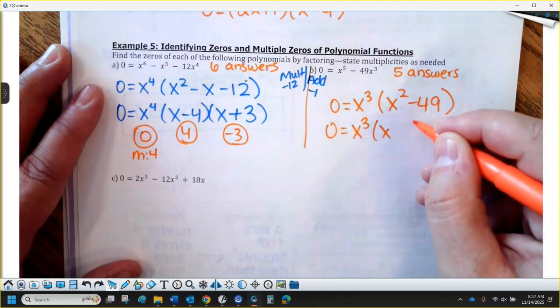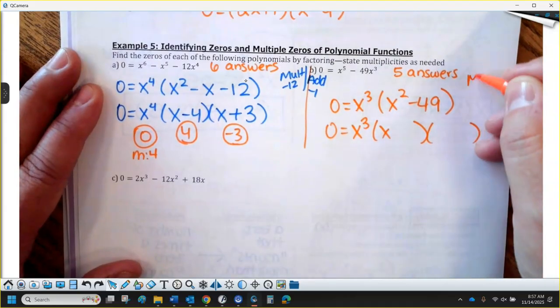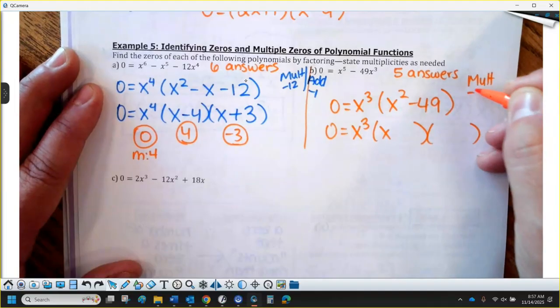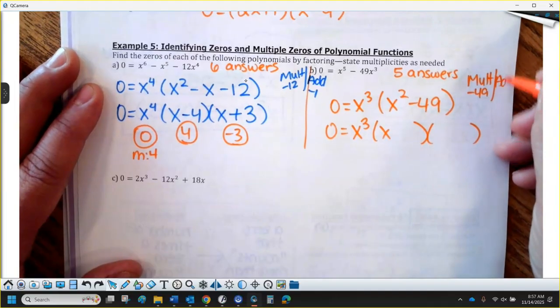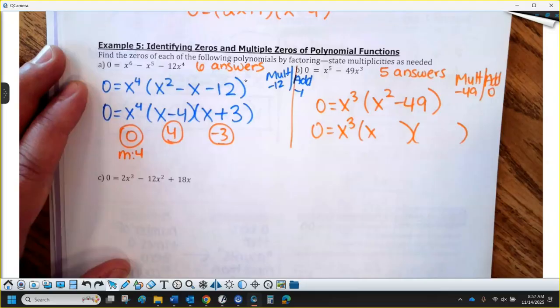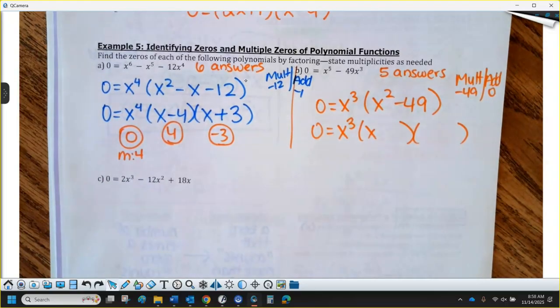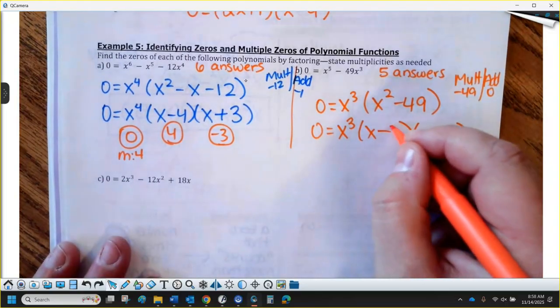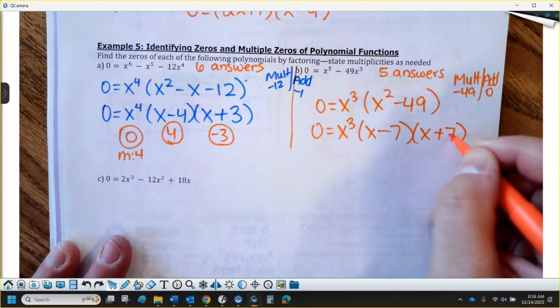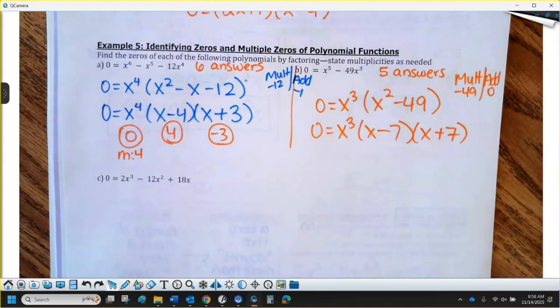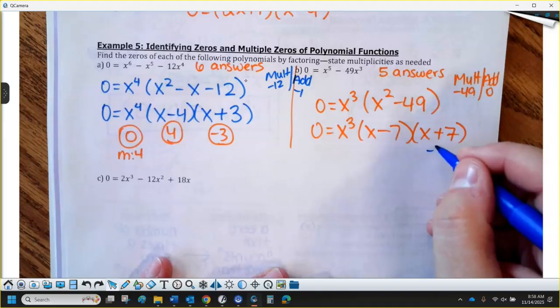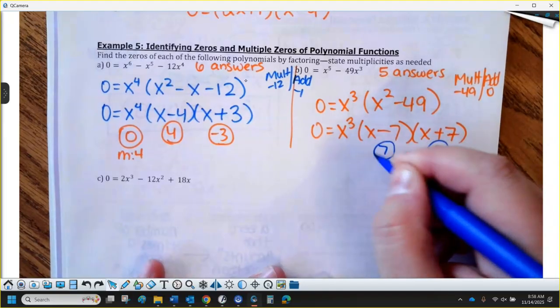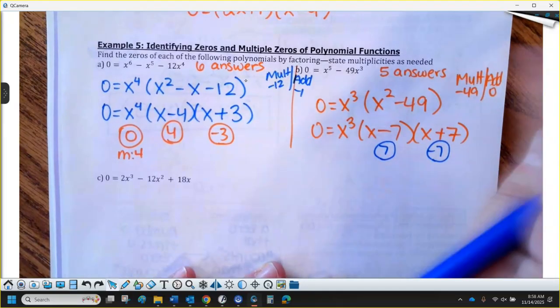And for this one, it's a difference of squares, or tell me two numbers that multiply to give you negative 49 and add up to 0. 7, negative 7. So one of them's x minus 7, one of them's x plus 7. Doesn't matter the order you put those in. So one of my answers is negative 7. One of my answers is positive 7. I'm supposed to have 5.